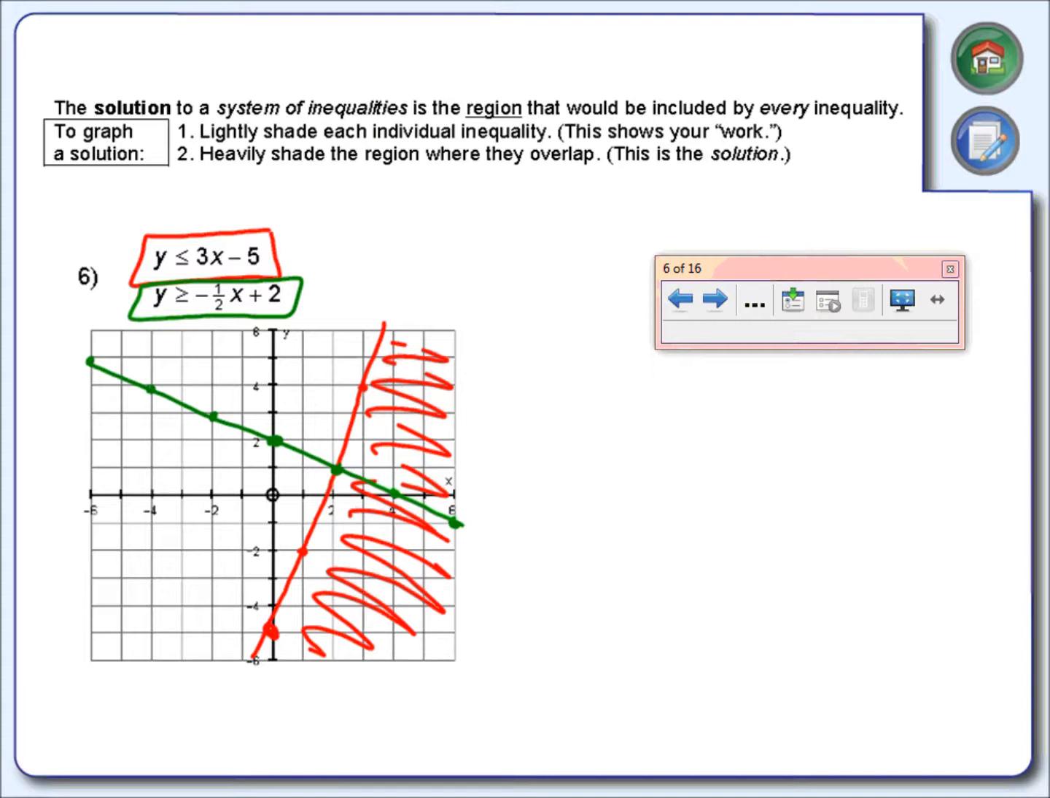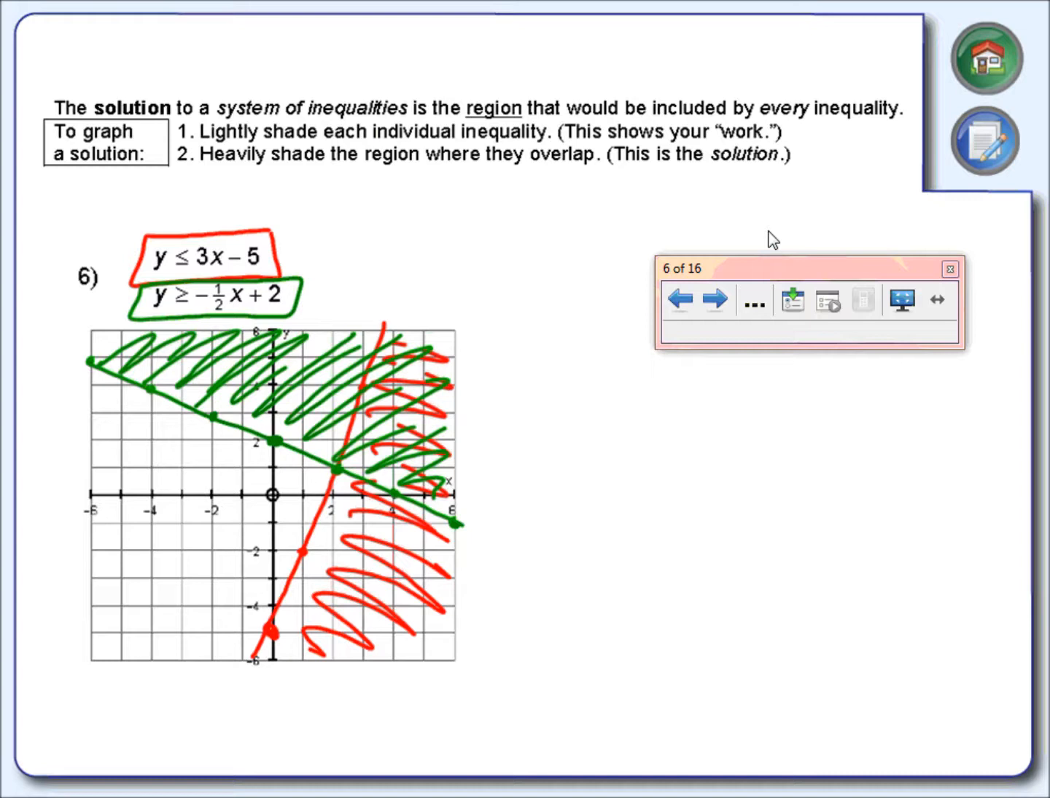However, notice this one says greater than, and anytime it says greater than, we're going to shade to the top. So again, very lightly, we're going to shade to the top of that line we just made. There it is. Shade to the top of the line.